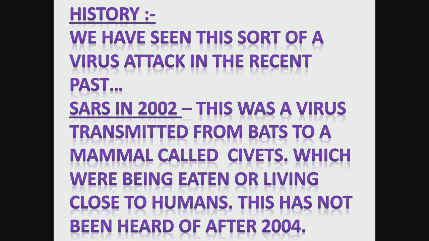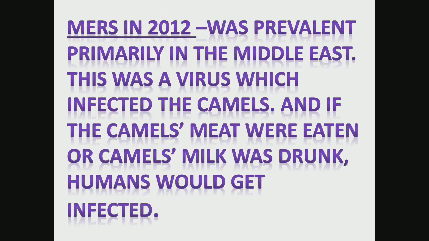In history, we have seen that in the recent past there have been similar virus attacks happening in the world. Like in 2002, there was SARS. This was a virus transmitted from bats to a mammal called civets, which were being eaten or living close to humans. This, of course, has not been heard of after 2004.